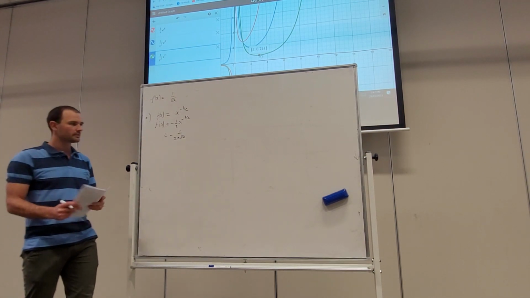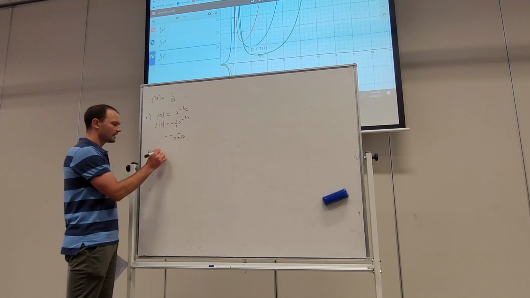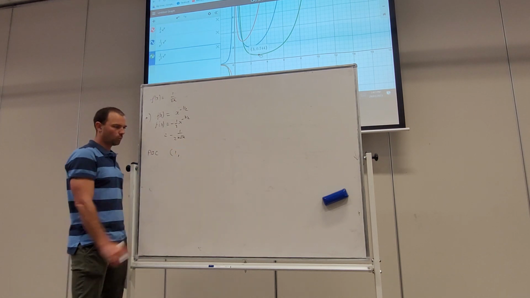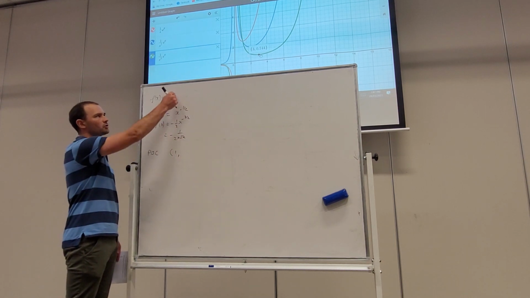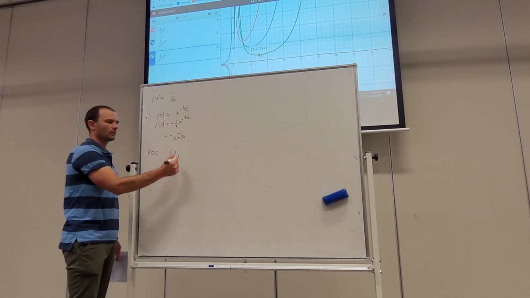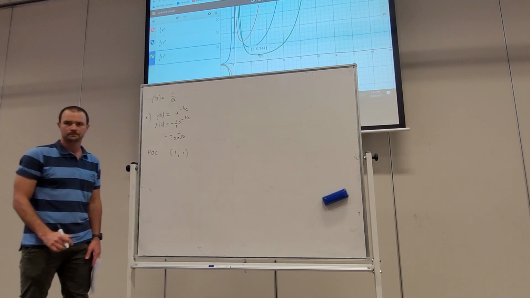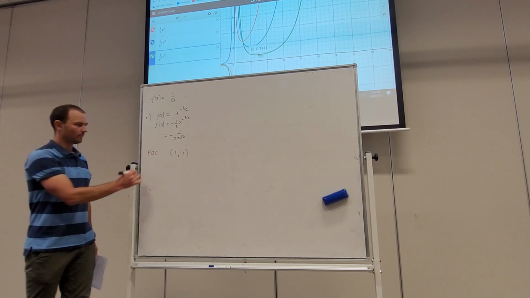Okay, so we should be able to do this. For a tangent, we need the point of contact. We're talking about when x is 1. When x is 1, the y value, we put it into the original function. It's going to be 1 on top of the square root of 1. The y value is 1. So we've got the point of contact.